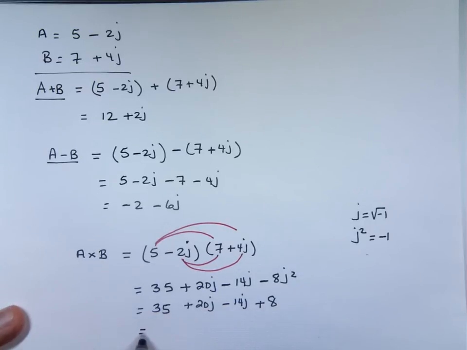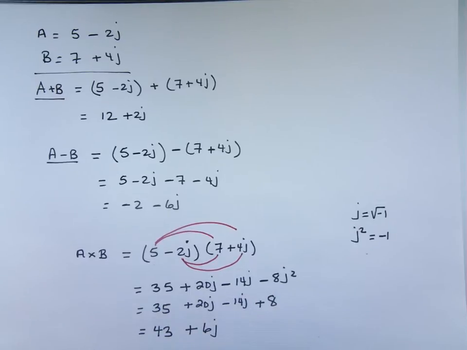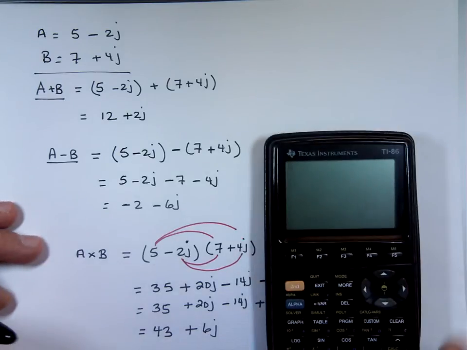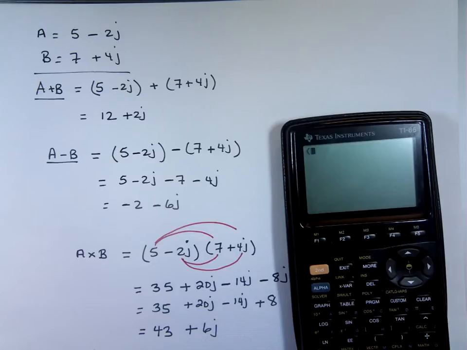Collect like terms, 35 and 8: 43 plus 6J. Let's see if that's what we have. Parentheses, 5 minus 2, I'm going to multiply it by 7 plus 4. It's 43 comma 6, 43 plus 6J. And that's what we got.